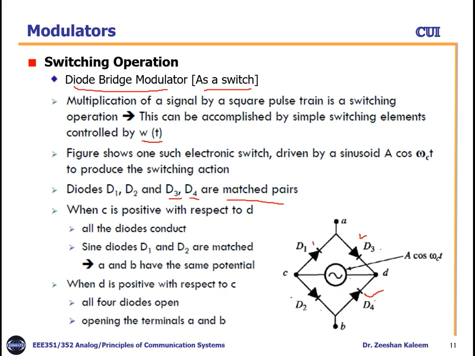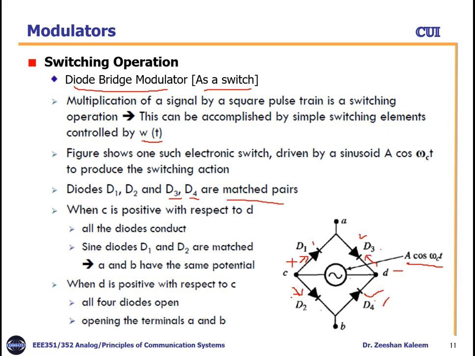So how does it operate? How does it generate the square wave? Look at this. This is cos ωct, an AC voltage supply which we provide to this base circuit. When C is positive and D is negative, what will happen? The D1 and D2 diodes will conduct, and similarly D3 and D4 diodes will conduct as well.